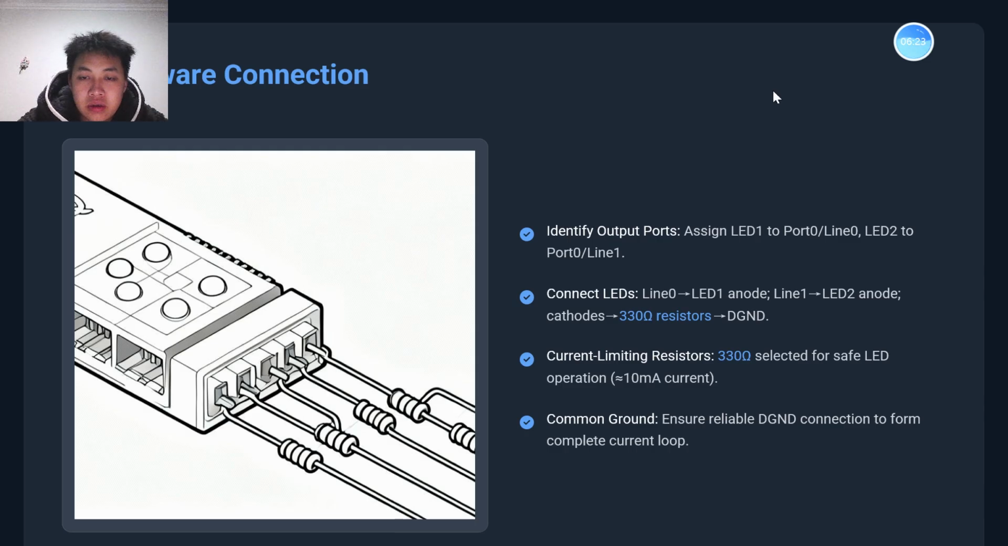So for the output port assignment, LED1 is on port 0 line 0, LED2 is on port 0 line 1. So then we connect the LEDs. Put line 0 to LED1 anode, line 1 to LED2 anode, and the cathode through a 330 ohm resistance to ground. The current limiting resistance is 330 ohm. Then we just connect the common ground.